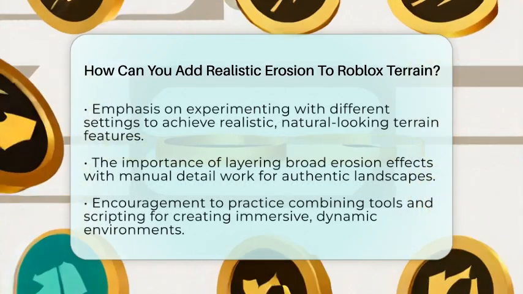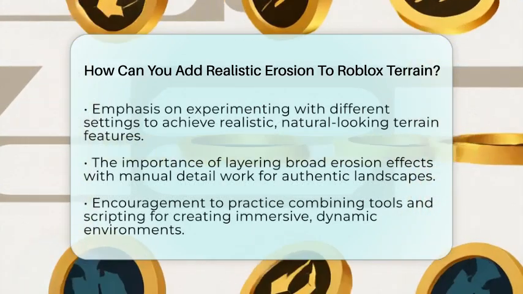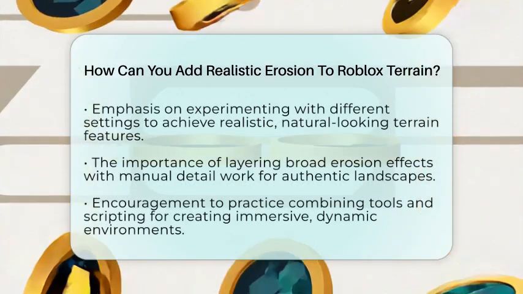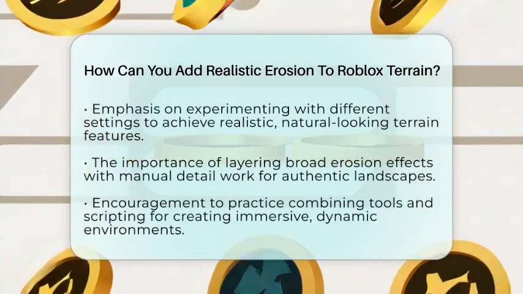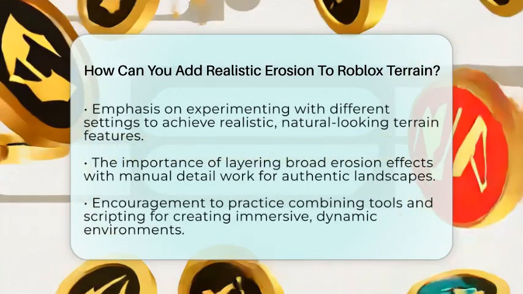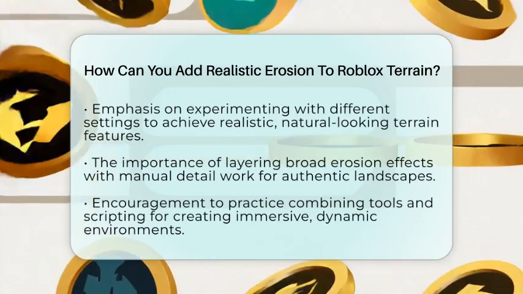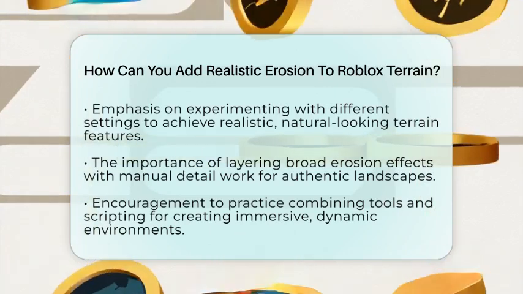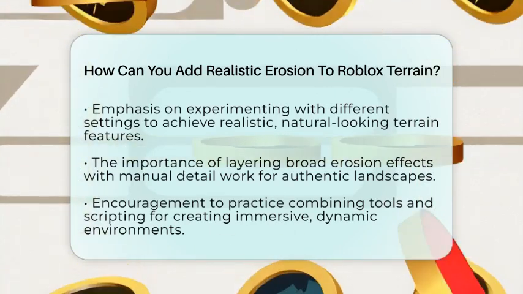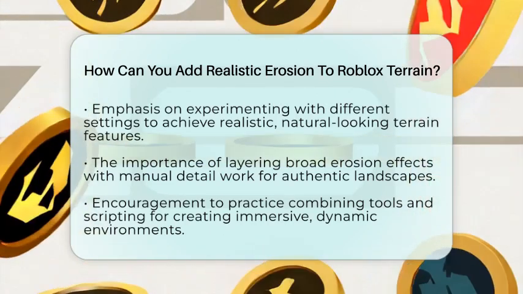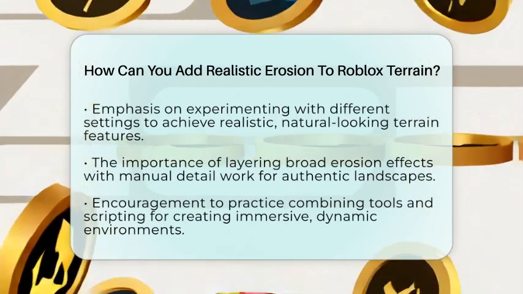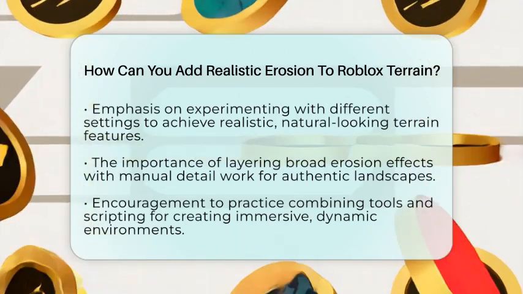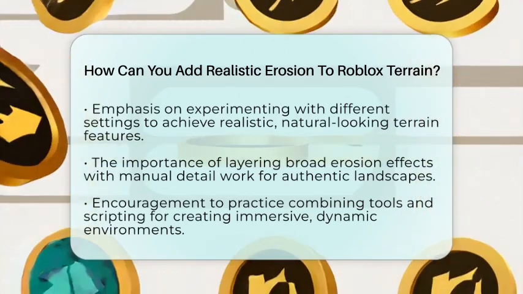To make your terrain look more natural, use gradual erosion with multiple passes. Avoid sharp edges by eroding slowly and blending the results with terrain smoothing tools. Layering erosion effects, starting broad and then adding small details manually, can give your landscape a more authentic look. Remember, experimenting with different brush sizes, strengths, and scripting parameters will help you find the best look for your project.